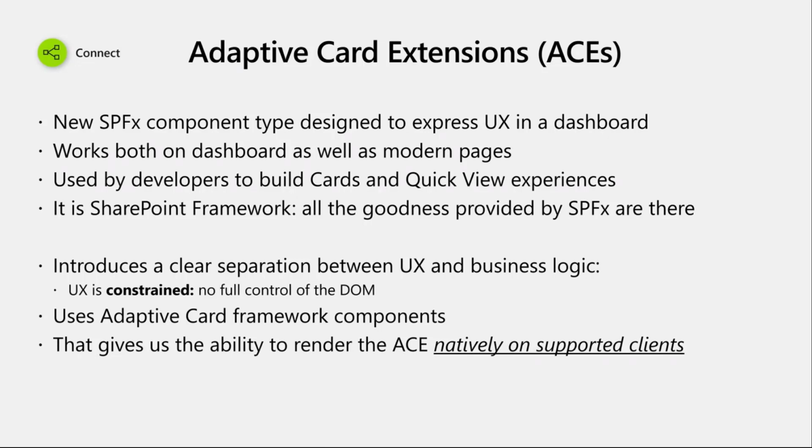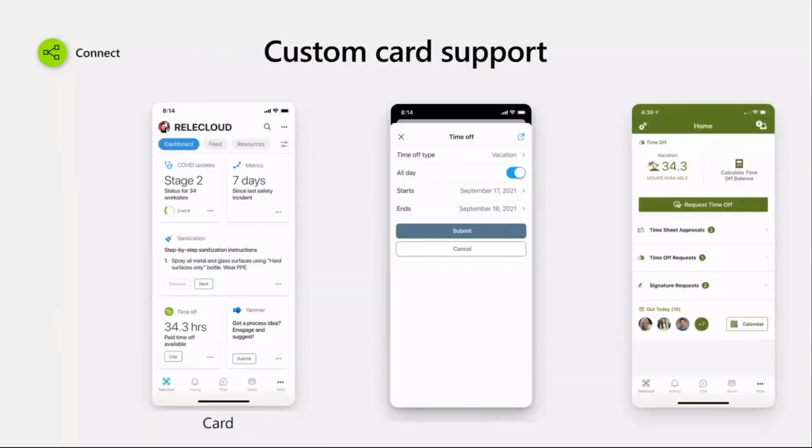And again, because we are using Adaptive Card Framework, your card will render in a web view in the browser, but will also render natively in Teams Mobile in this case, because that's what we are using for rendering cards in the dashboard in the Teams Mobile Viva Connections experience. So a couple of custom card supports as examples. These are some examples that you can see that you can build by using Adaptive Card and the SharePoint Framework and Adaptive Card extensions.